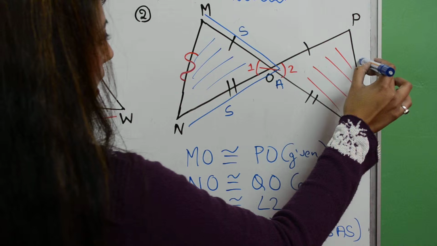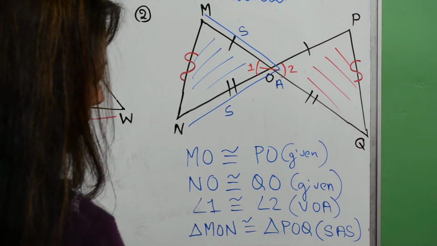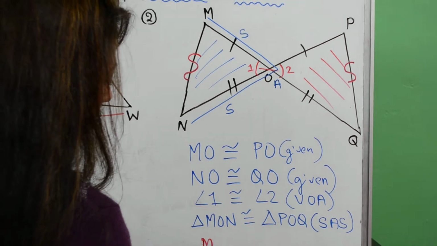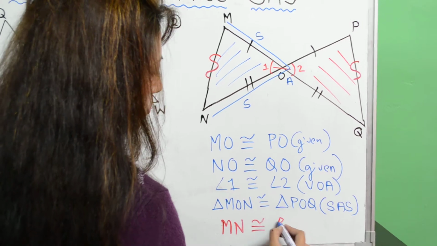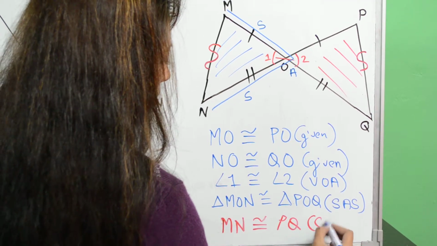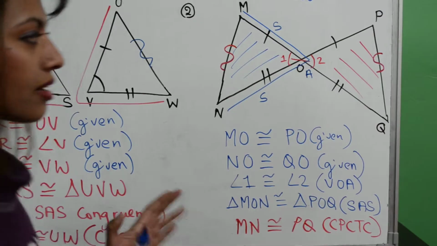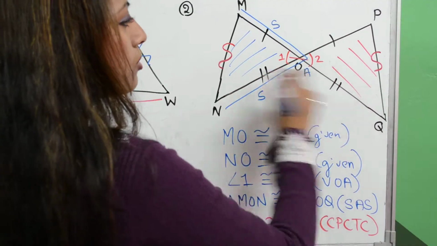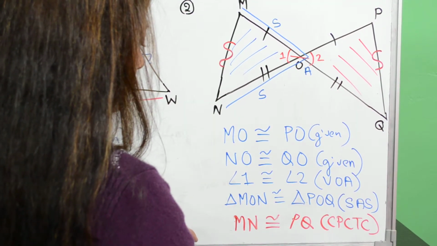Now the tricky part over here. This side and this side will overlap each other. So I have MN equal and congruent to PQ by CPCTC. So there you go. It's not complicated. You just need to shade out the two different triangles and just see. It's like your hands, alright?